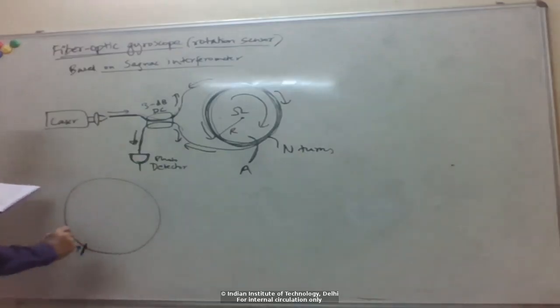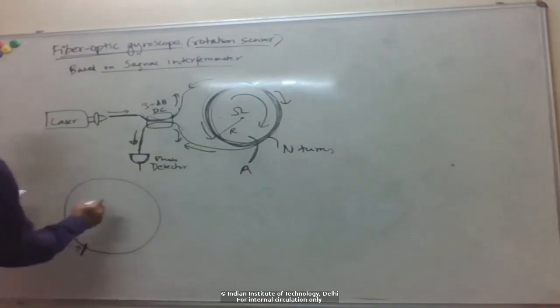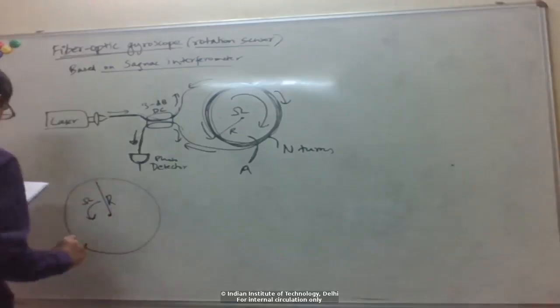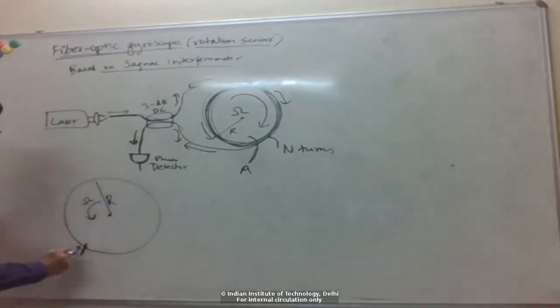This loop, okay. So again, this has some radius r. And let's say the direction of rotation is like that. So the light comes in here, then it splits into two. One clockwise, one anti-clockwise.